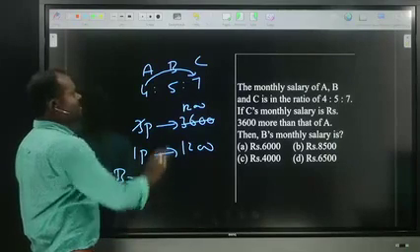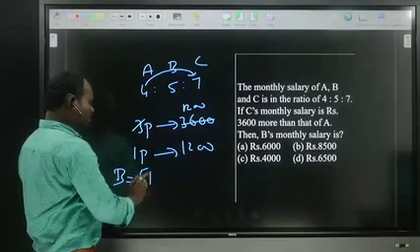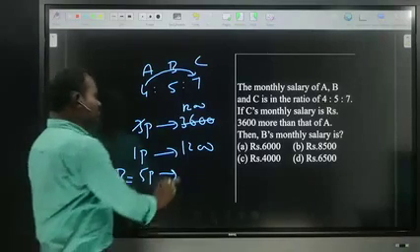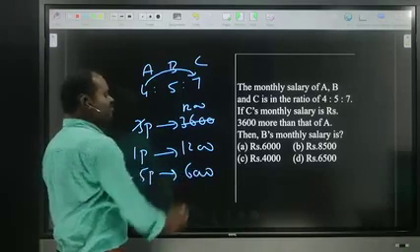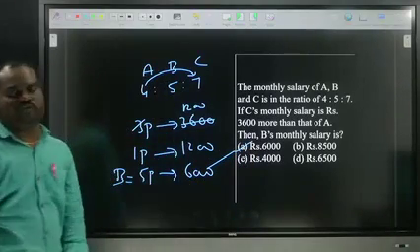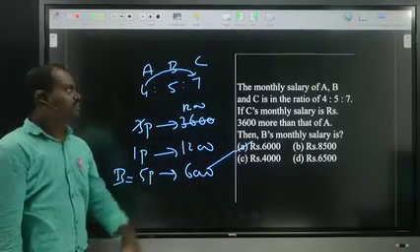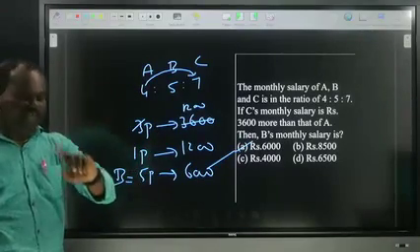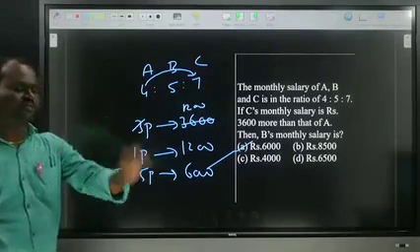B, how many parts? 5 parts. If one part is 1200, 5 parts means 5 times 1200, which is 6000. Option A, the answer is 6000. Okay, right. C was getting 3 parts more. 3 parts equals 3600, so one part equals 1200.